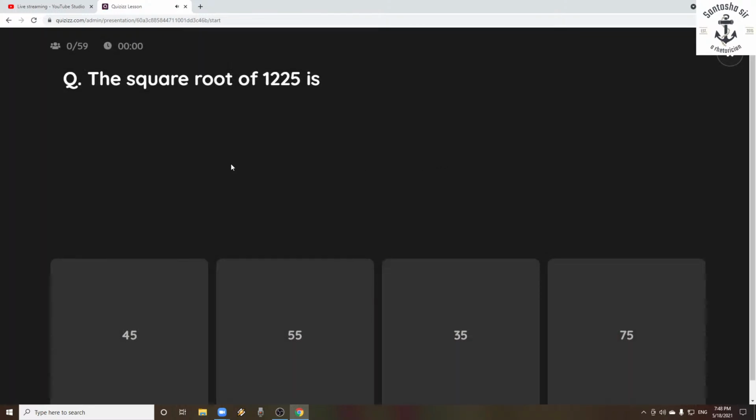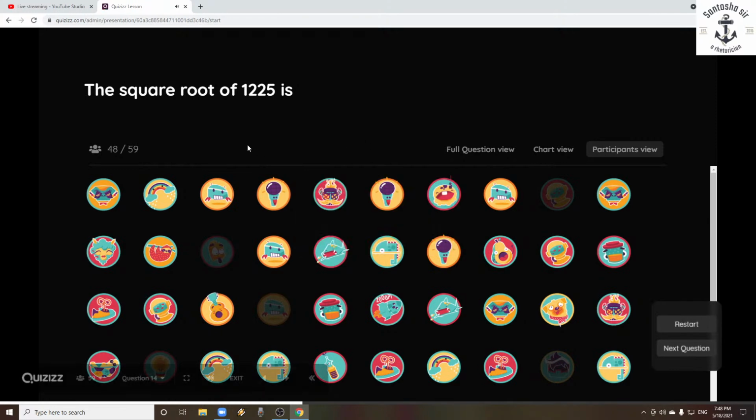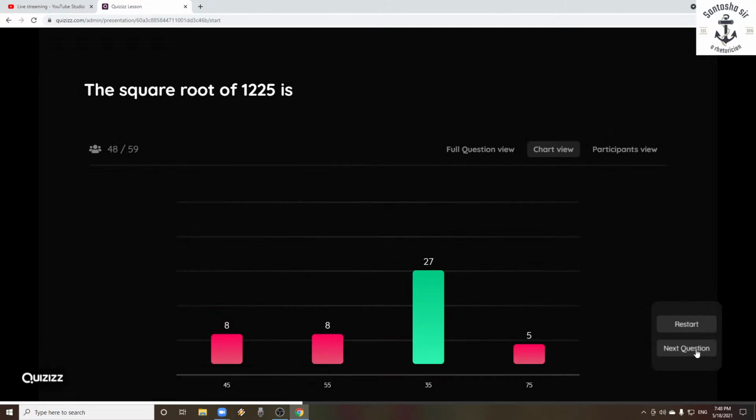So moving on further to 14th question. The square root of 1225. Time is up. 48 members picked up their choice within the time, and fifth and sixth positions were replaced. 27 members answered this question correctly. Very good. Moving on further.